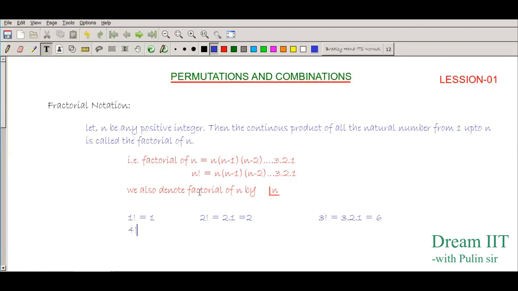Similarly, 4 factorial is 4 into 3 into 2 into 1, which gives you 24. I'm writing all this because you have to remember at least up to 7 factorial or 8 factorial, ready to use. 5 factorial is 120. Then 6 factorial is 6 into 5 into 4 into 3 into 2 into 1, which is equal to 720.